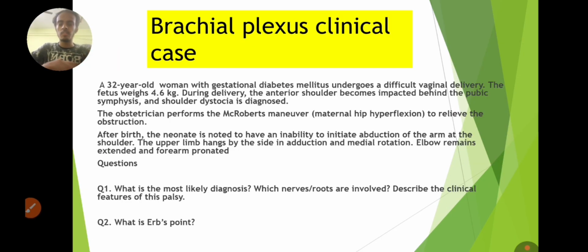So what is the Erb's point? It is a point in the upper trunk of the brachial plexus where the C5 and C6 nerve roots join to form the upper trunk, and it is a very special point where multiple nerves are attached. The major key point which you have to remember, which is more important, is that if there is any condition with an increased angle between the shoulder and the neck, you will see upper trunk injury. It is the Erb's palsy.